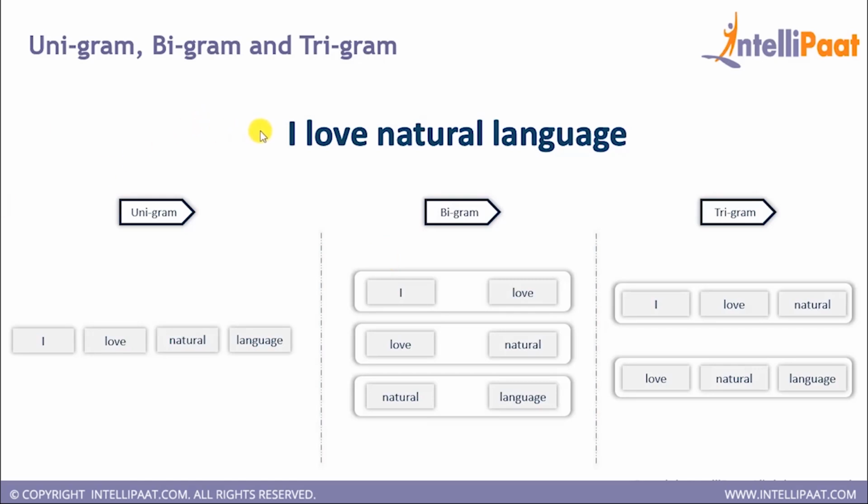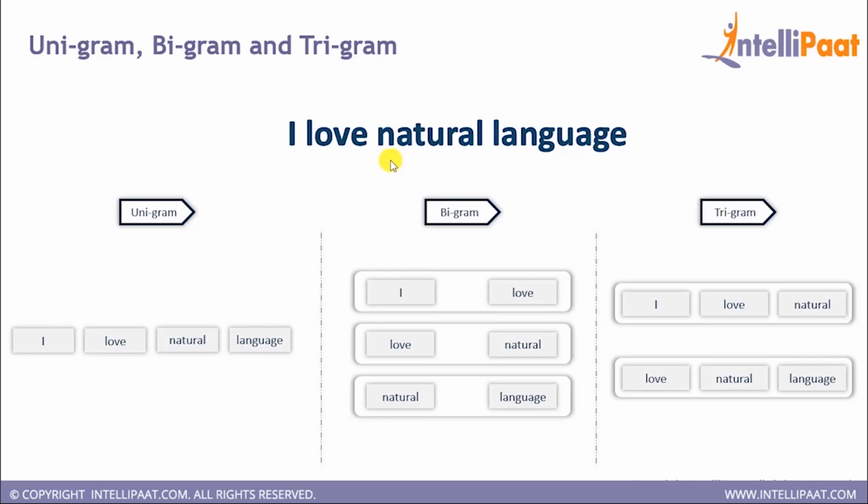So let's take this language over here. I love natural language. And when each of these tokens are given one at a time to the machine, this is nothing but a unigram. I, love, natural, language. So these are basically unigrams given to the machine.